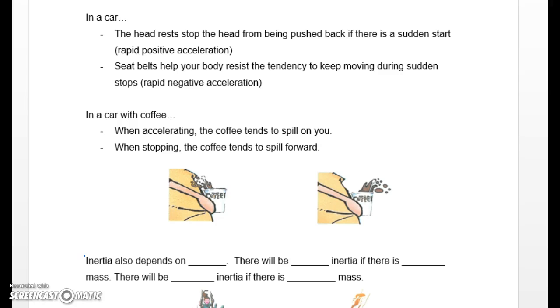So inertia tends to stay in the same state that it was. If it was at rest, it's going to want to stay at rest. And if you were in motion, it's going to want to stay in motion.